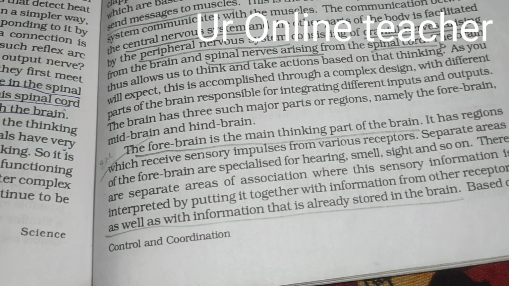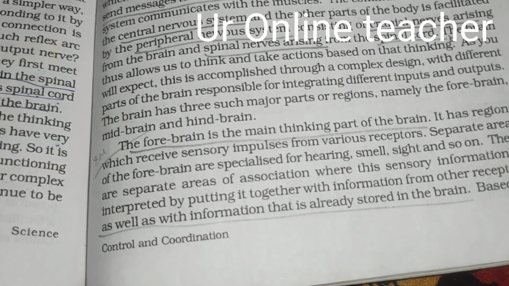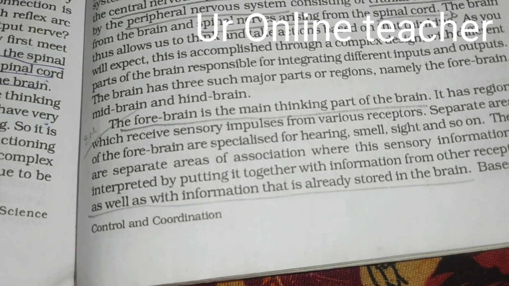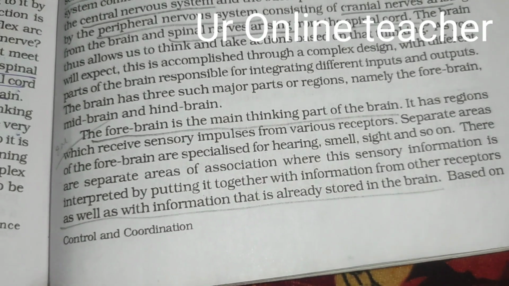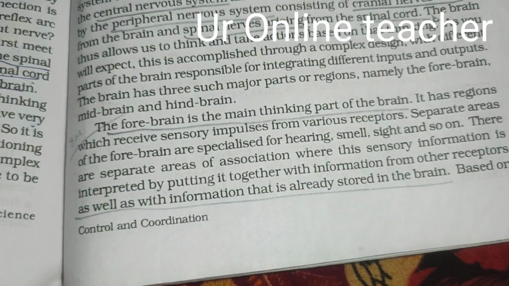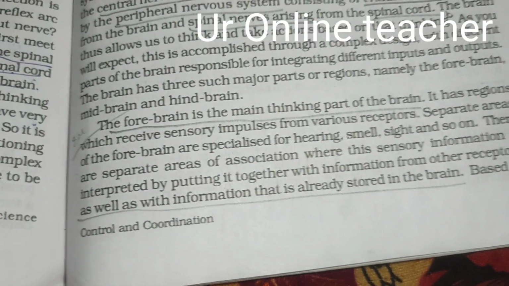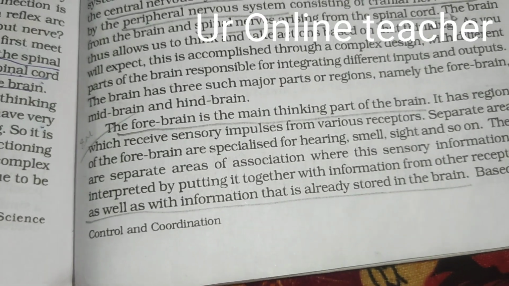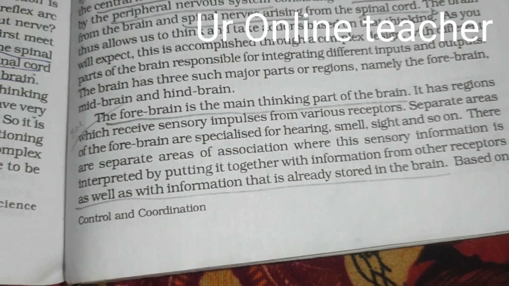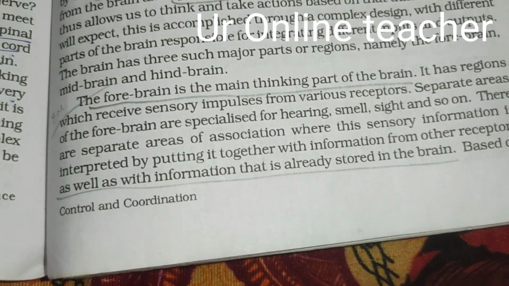It has regions which receive sensory impulses from the various receptors, meaning from the sense organs. All the impulses from the sense organs will be received in the forebrain. Separate areas of the forebrain are specialized for these. For hearing, one specialized area will be there. For smelling, one specialized area. For seeing, sight, a specialized area. For all the sense organs, there is one specialized area to receive the sensory impulses.